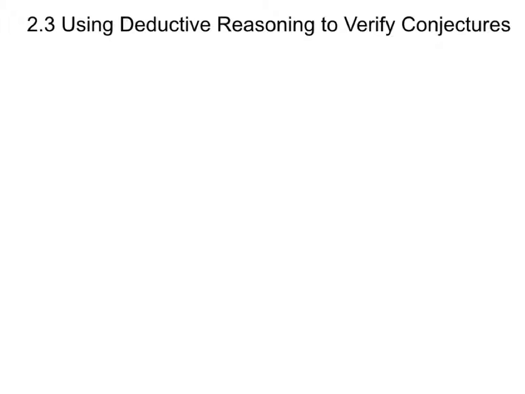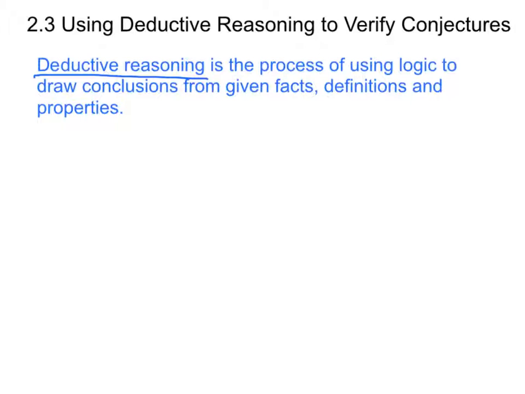Now, in Section 2.3, we're going to use deductive reasoning to verify conjectures. So there's going to be inductive reasoning and deductive reasoning. Deductive reasoning is the process of using logic to draw conclusions from given facts, definitions, and properties. The next example is a lot of words. You don't need to write it down. If you just want to make a note, it's on page 88 of your book.